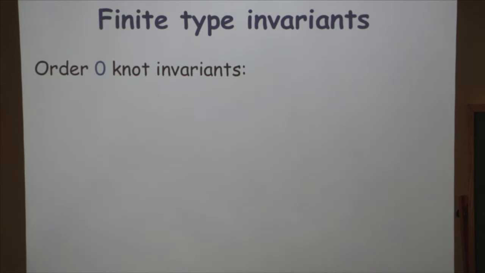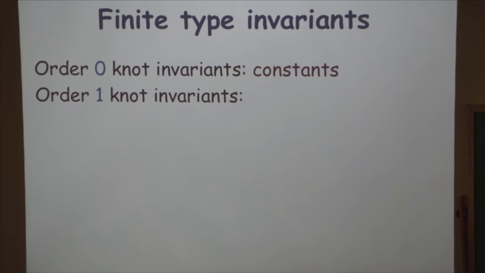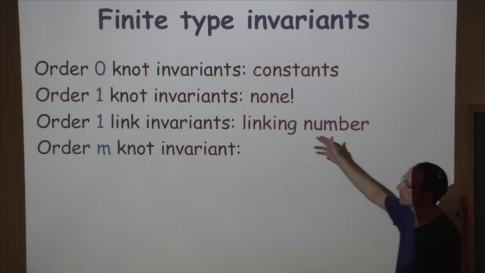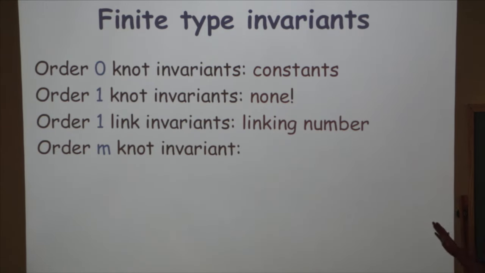So let's see. What are order zero knot invariants? Zero order are only constants, like with functions and polynomials. Order one knot invariants. Okay, so it's a link invariant, so we don't have a knot invariant of order one, and one can show there is no such invariant. You can do it as homework. I mean, you only have to consider knots with two singular points and see that any order one knot invariant actually has to be a constant.